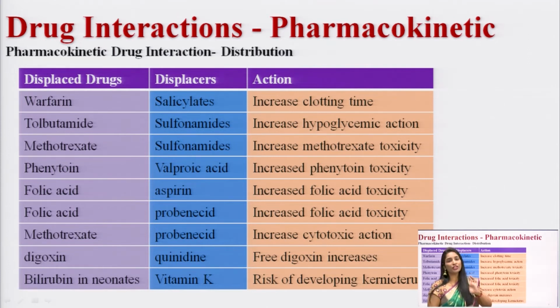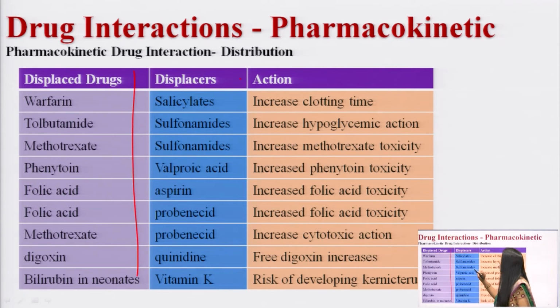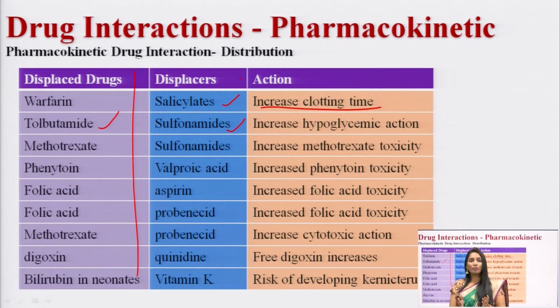Here is the pharmacokinetic drug interaction with distribution. These are the displacer drugs. For example, the salicylate drug is displaced by warfarin, so what happens? It increases the clotting time. The second one: the displacer is a sulfonamide and the displaced drug is tolbutamide. Tolbutamide is displaced by the sulfonamide, which increases the hypoglycemic action. These are a few examples of displaced drugs with displacers, and the effect you can see when one drug is displaced by another. Sometimes it increases the action, sometimes it decreases the action, because one drug displaces the other and increases its toxicity.